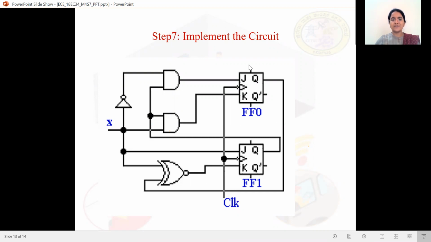For the other flip-flops, if they mention one, then we have to consider the same flip-flop. If they don't mention, use whichever flip-flop is easy for us. The D flip-flop is very easy because whatever the next state is, that will be the D input. So consider the D input if they don't mention any flip-flop. It will be easy for us.